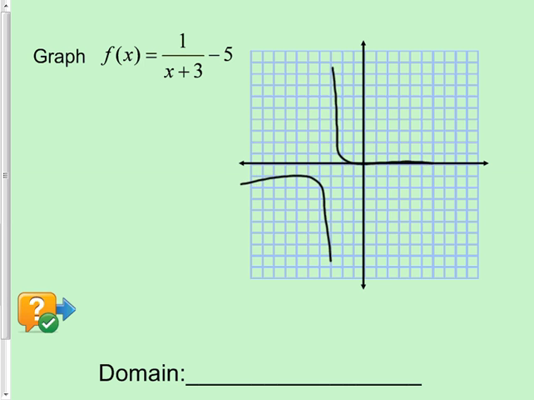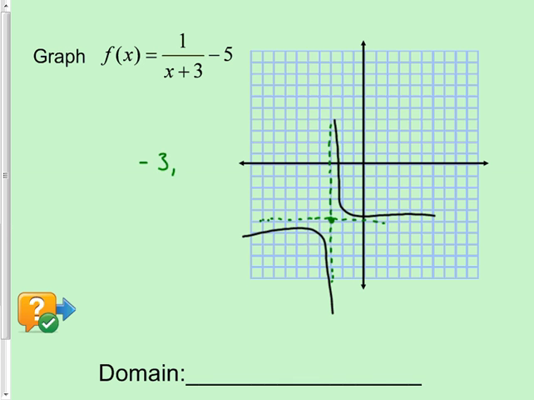Down 5. 1, 2, 3, 4, 5. Good. Now, if you put an asymptote line here and here, do you get that the asymptote lines cross right there at the point -3, -5? Does that make sense? Coming from this, which you can't trust and it's the opposite of what you'd expect, and that, which you can trust and it's exactly what you expect. See what I mean?